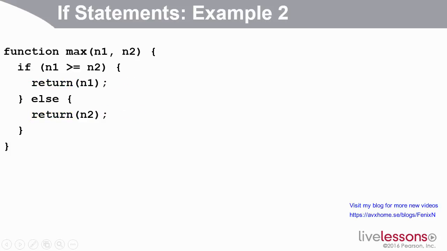Here's another example where I make a function where I pass in two numbers, and it returns the larger of the two numbers. So if the first one is greater than or equal to the second one, it returns it. Otherwise, it returns the second one.